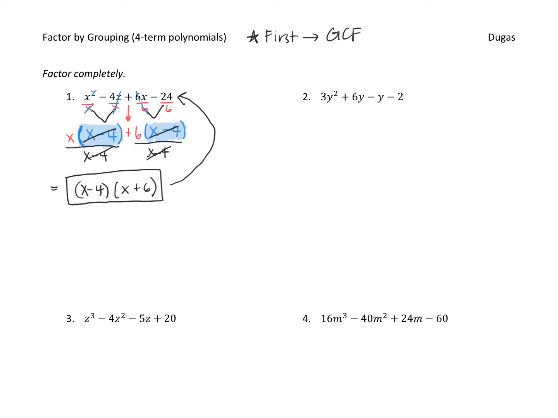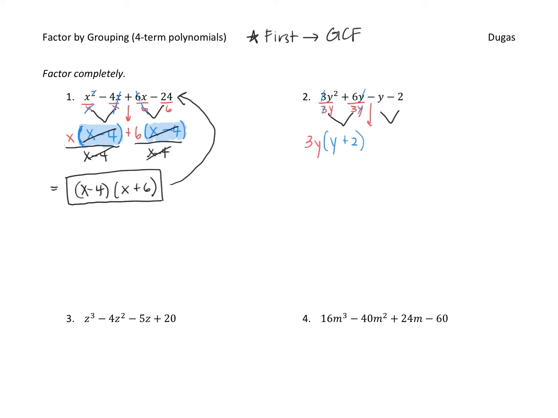Number 2, we have 4 terms. Is there a common factor among all 4 terms? No, there's not. So I'm going to try factor by grouping. So the first 2, I have a 3y squared and a 6y. It looks like they both could be divided by 3. And they both have a y. So 3y is the common factor. When I divide out a 3y, I'm going to have y plus 2 left. 6 divided by 3 is 2, and the y's cancel out.